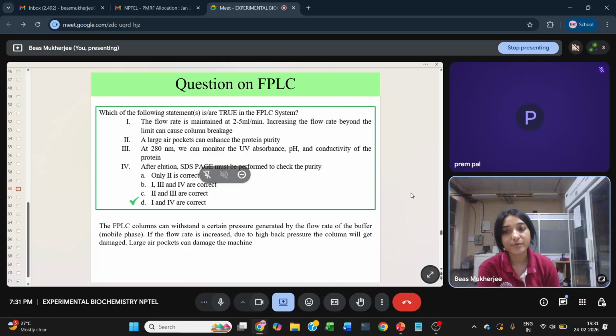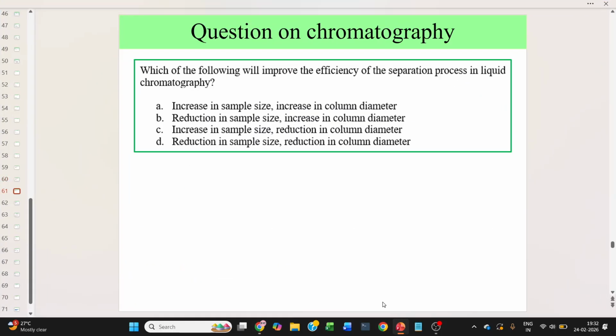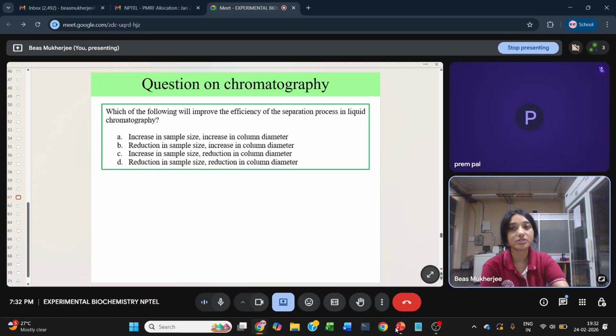Okay. So FPLC columns can withstand a certain pressure generated by the flow rate of the buffer. If the flow rate is increased due to high back pressure, the column will get damaged and large air pockets can damage the machine. So when you're studying from this PPT, remember it is 1 and 4, because 3, we cannot monitor the pH on FPLC. Okay, so we come to the next question quickly.